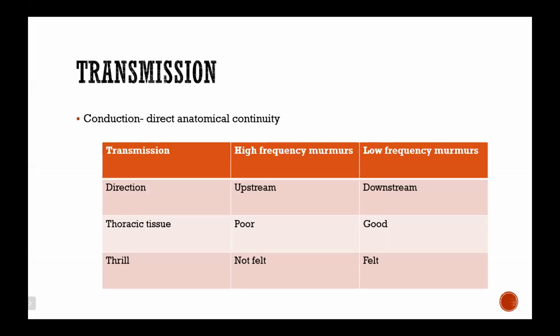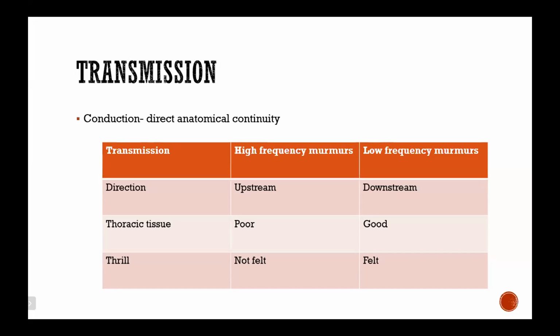The next is transmission or radiation. You have to look for radiation of the murmur. What you need to know is usually these high frequency murmurs will be radiated upstream. Upstream means proximal to the site of origin. Whereas low frequency murmurs will be downstream, meaning they will be transmitted distal to the site of origin.